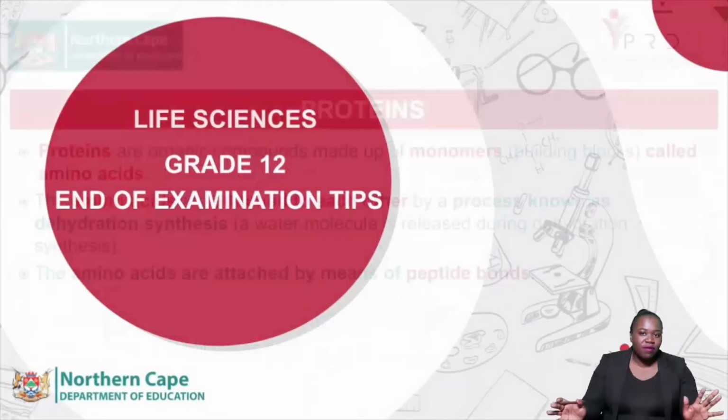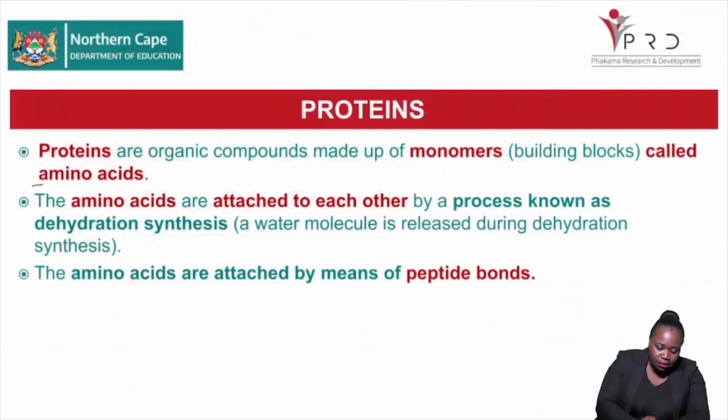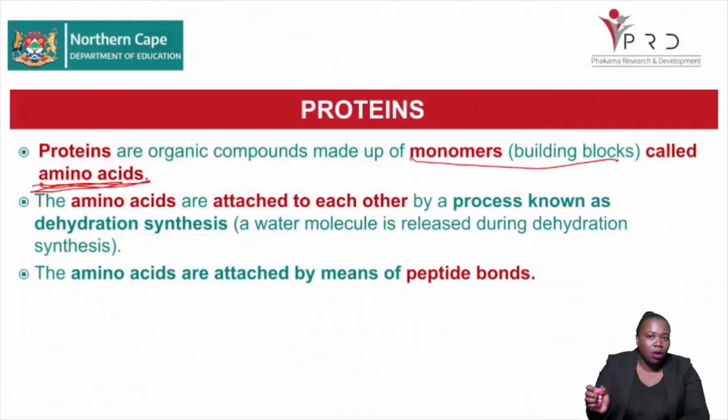Right. Okay, so we have come to the end of our tips for protein synthesis. Now let's look at proteins. What are these proteins? How are these proteins formed? Right. So we know that these are organic compounds, right? And they are made up of amino acids, which makes the amino acids the monomers or the building blocks of proteins, just as we've seen in our terminologies, right?